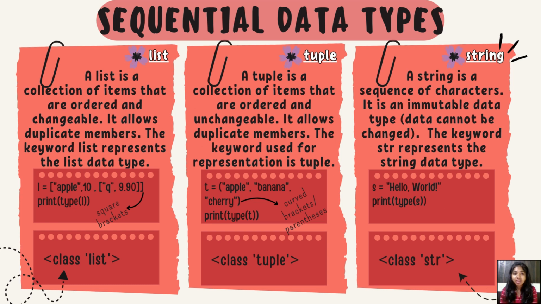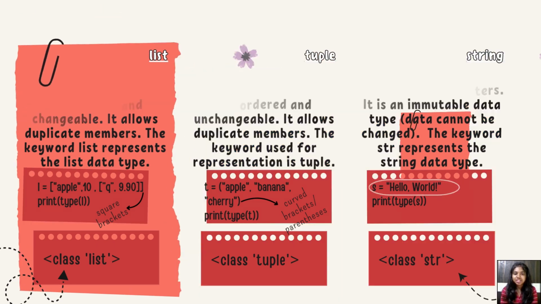A string in Python is a sequence of characters. It is an immutable data type. The keyword str represents the string data type. The variable s is a string. Strings in Python can be enclosed in either single quotes or double quotes, and they are interchangeable.